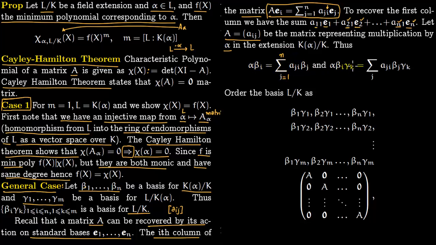Now you multiply both sides by gamma k, so you have gamma k here. Now we have this basis here, so I'm going to write it in full expansion. You have beta 1 gamma 1, beta 2 gamma 1, and so on, corresponding to gamma 1 and all the betas. Then again beta 1 gamma 2, beta 2 gamma 2, all the way to beta n gamma 2. So you can see there are m rows here.